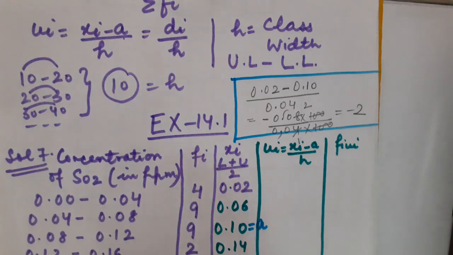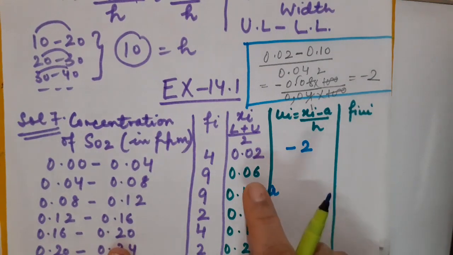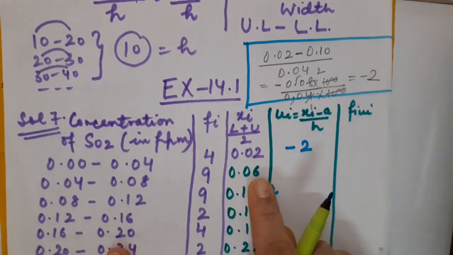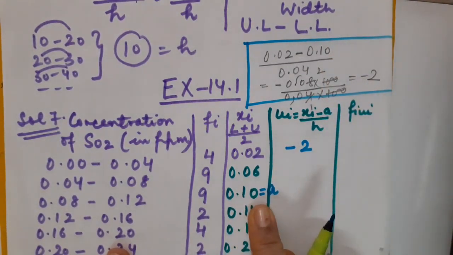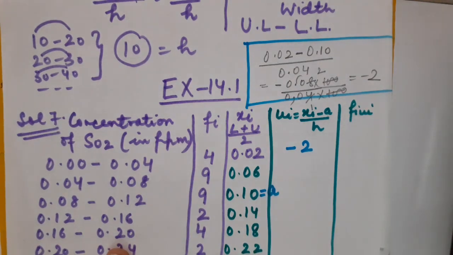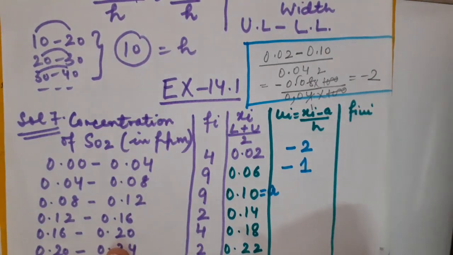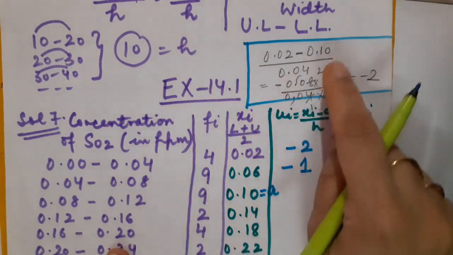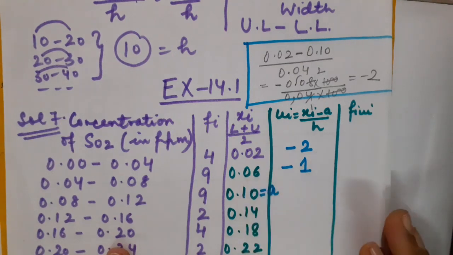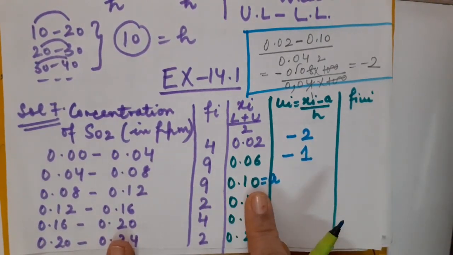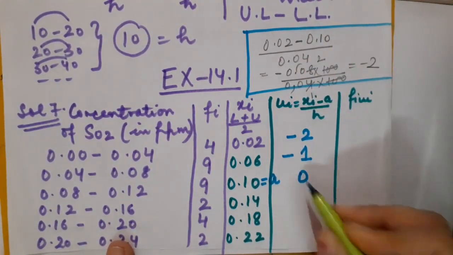Minus 2. Correct? So here I will be writing minus 2. In the same manner, let us calculate 0.06, which is xi, minus a. What is a? That is 0.10. It would become 0.04 divided by 0.04. So that would give you minus 1. Why minus 1? Because the value of a, that is 0.10, is greater than 0.06. Correct? In the same manner, 0.10 minus 0.10 divided by 0.04, you will be getting 0 only.